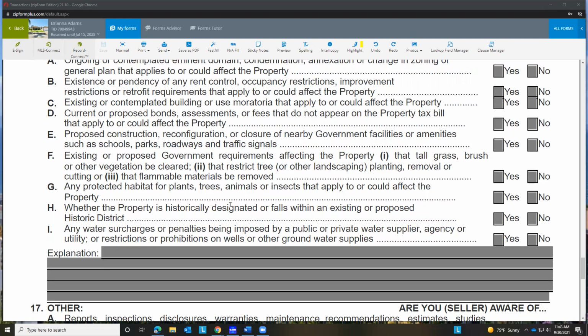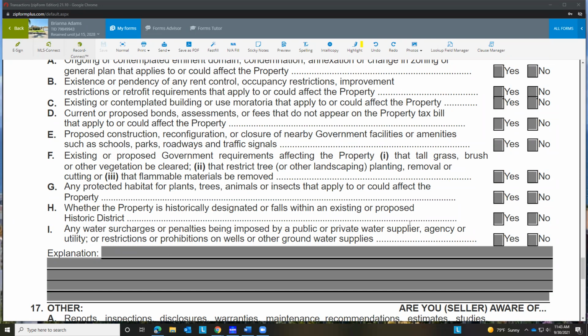Whether the property is historically designated or falls within an existing or proposed historic district, there is a huge amount of neighborhoods in Long Beach that are in historic districts. So if your property is in Long Beach, check and make sure. There is a supplement that we use for Long Beach properties where you can check the property that's in the historic district.